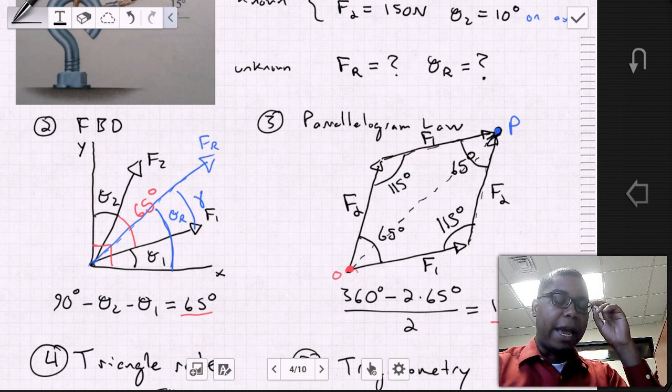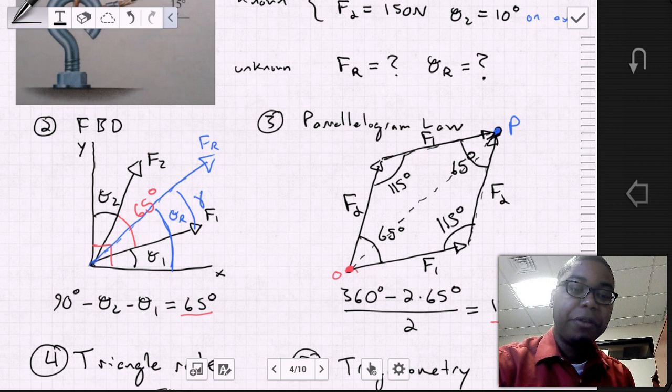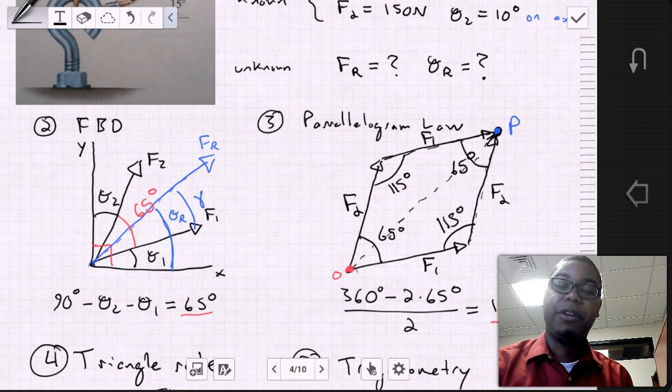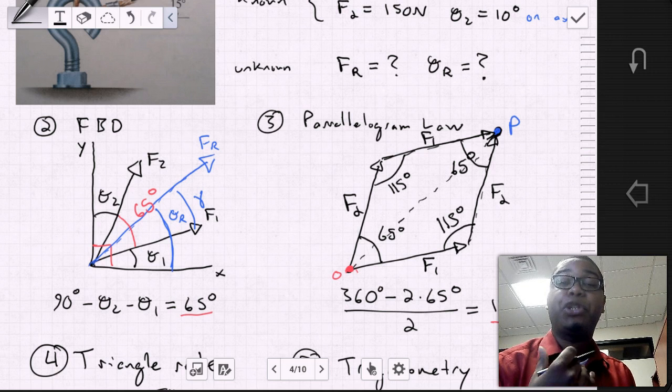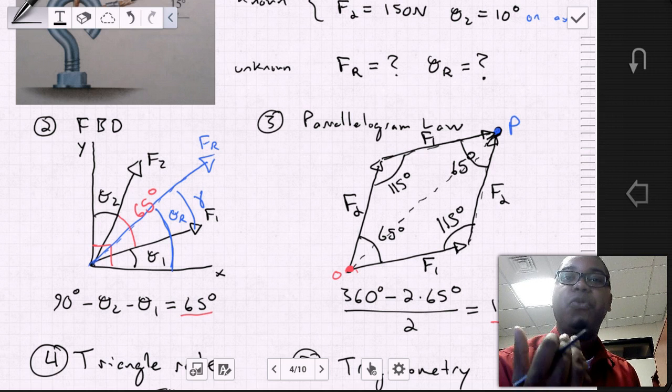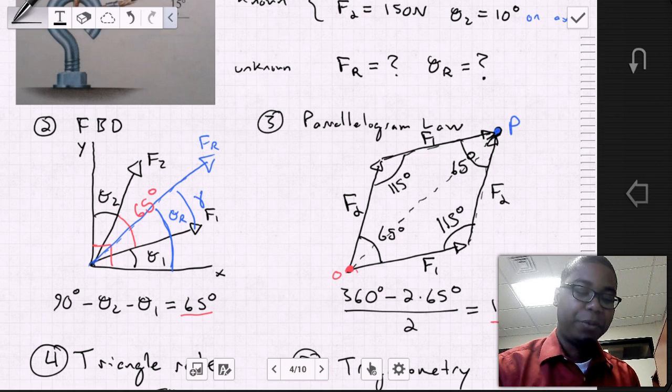So now that we've done that, we found the angular information inside of the parallelogram. Let's go ahead and apply the triangle rule. And the triangle rule will allow us to find the magnitude.